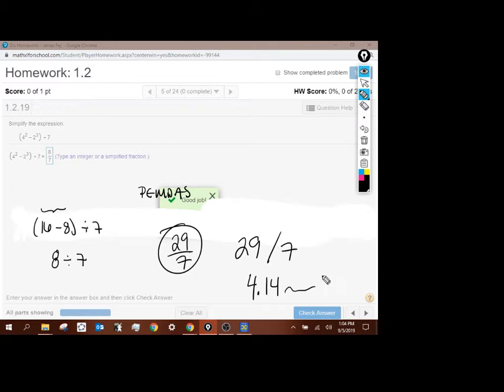So, and it kept going, right? Okay. And then you hit fraction or math, fraction, enter. And it gave you then what? 29 divided by 7. So you went through this process and really ended up getting what you started with, right?